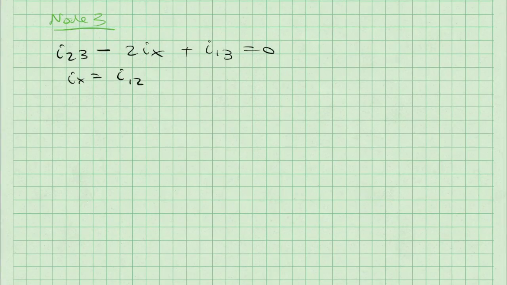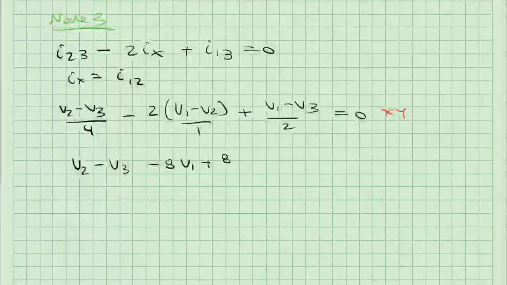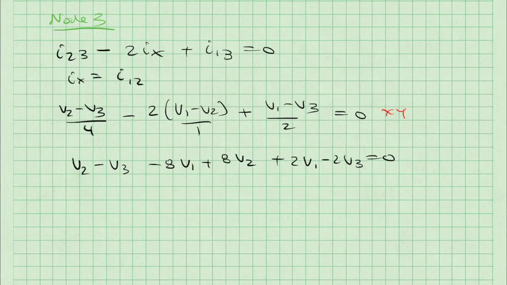At node 3, I have I23 coming in, negative 2Ix going out, and I13 also coming in. Now I noted earlier that Ix is equal to I 1 to 2. So plugging in the Ohm's law expressions here, I'll get (V2 minus V3) over 4 minus 2 times (V1 minus V2) over 1 plus (V1 minus V3) over 2. All of these sum to 0. Simplifying by multiplying by 4 and collecting terms, I get that 6V1 minus 9V2 plus 3V3 equals 0. This will be my third equation. I'll point out again that since these equate to 0, the negative equation is also true. Negative 6V1 plus 9V2 minus 3V3 equals 0.